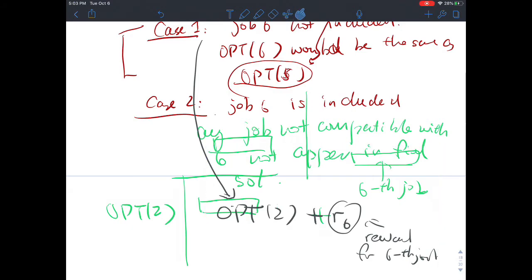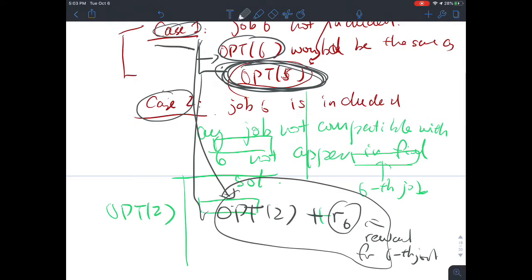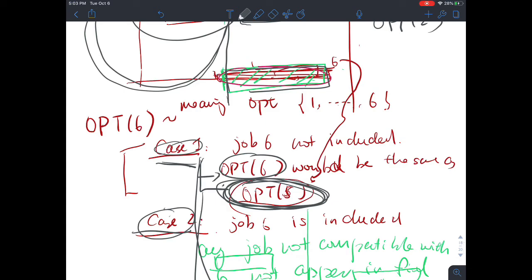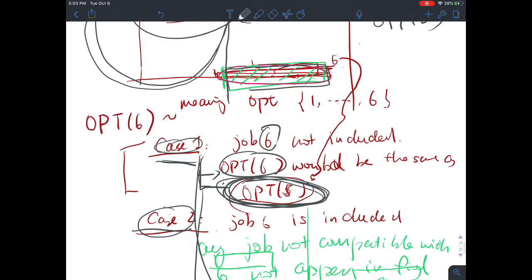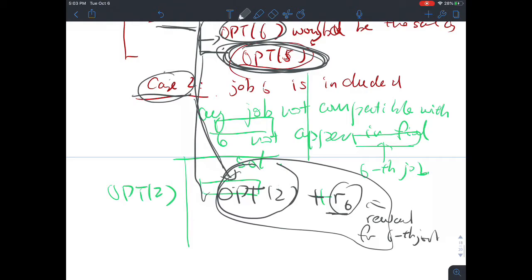So basically, I do have 2 cases, case 1 and case 2. In case 1, optimum 6 goes to optimum 5. And in case 2, it's optimum 2 plus R6. So one of these cases has to hold. I only have 2 options. I either include the job 6, which means that optimum 6 equals optimum 5, or I don't include the job 6, which means that I first need to find the optimum 2, and then I'm going to collect the reward for the 6th job. One of them has to be right.